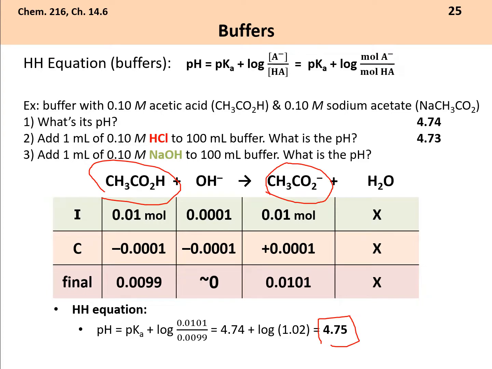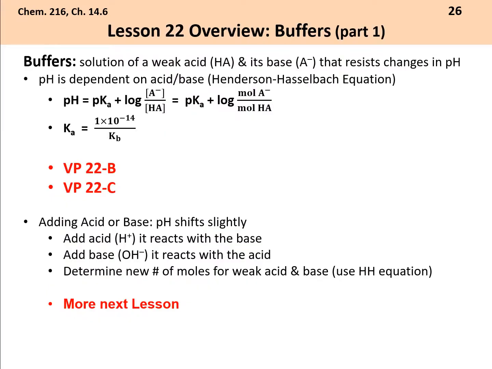Okay? All right, so that's it for lesson number 22. We're about halfway through looking at buffers. Okay? So remember, a buffer is a solution of weak acid and its base. We talked about the Henderson-Hasselbalch equation. For this lesson, we'll do video problems 22b and c. Those will be dealing with it. And then we started talking about what happens with a buffer when we add in some acid and base. We're going to deal more with this next lesson, and we'll do some problems with that.